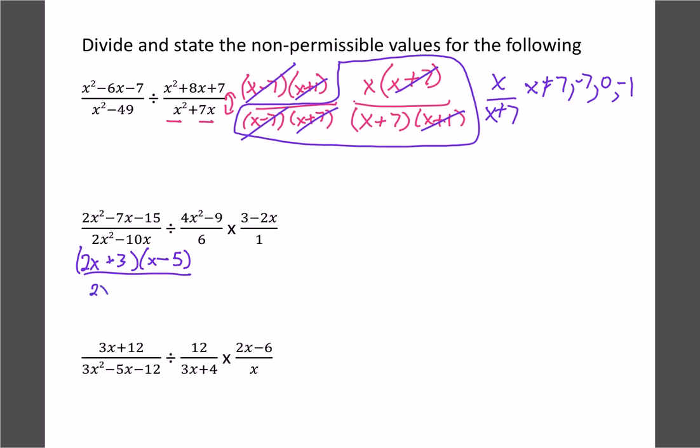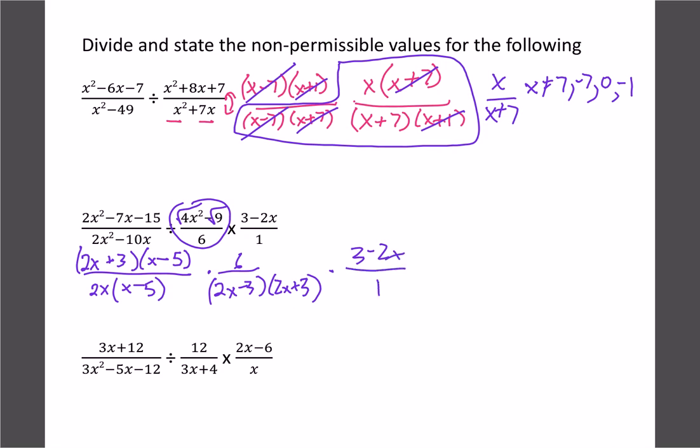On the bottom, we can take out a 2x, so that would give us x minus 5. The second fraction is a dividing, so let's flip that. So that'd be 6 over. And we can just sort of think of square rooting both of these. So you'd have 2x minus 3 and 2x plus 3. And our last one stays the same, so we have 3 minus 2x over 1.